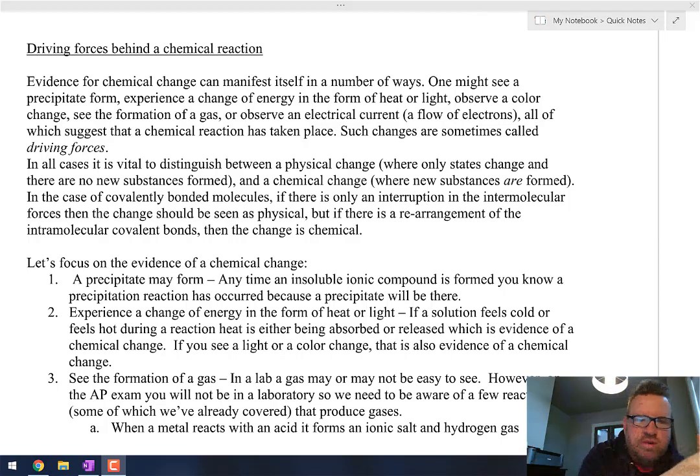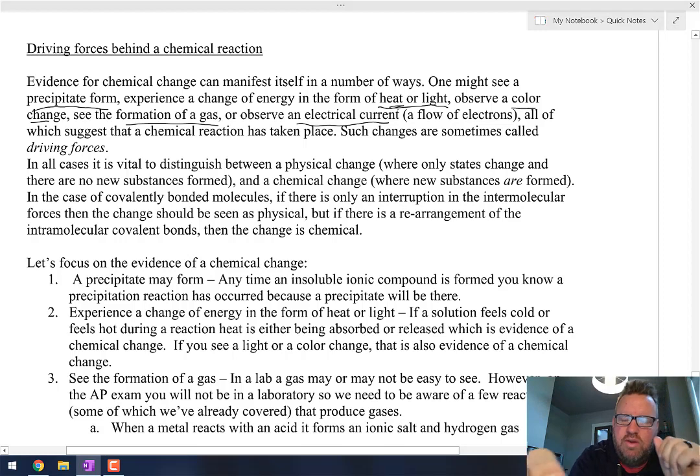Okay, so you see a precipitate form, you see some heat or some light, you see a color change happen. If some gas is made, or if you can have a voltmeter and you see an electrical current traveling, you also know that are also things that we call driving forces behind chemical reactions.